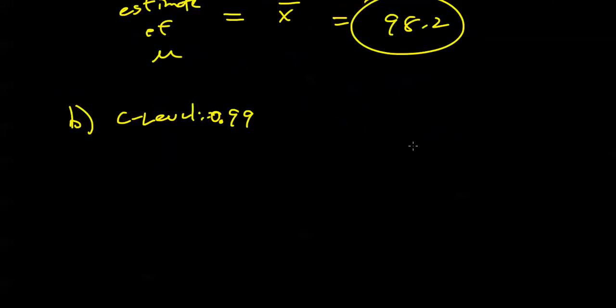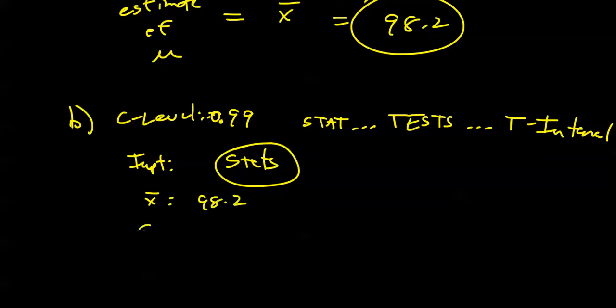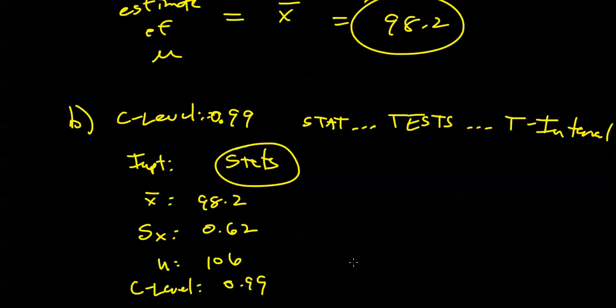We've already written down our given information. Let me walk you through it with the calculator again. For input, first we hit stat, then tests, and then t interval, for reasons we've already talked about. You want stats for the input mode because we are given summary statistics from the sample. The sample mean is 98.2. The sample standard deviation is 0.62. The sample size is 106. And the confidence level for this confidence interval is going to be 0.99.